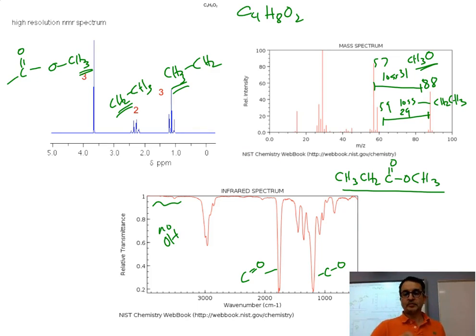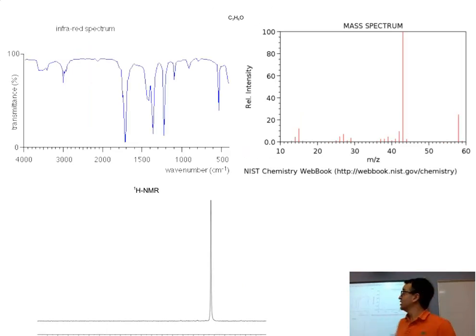Lastly, we're going to test another one. All right? This formula is C3H6O. Well, let's look at what we have. Well, we don't have an alcohol. It does not look like an alcohol. It looks kind of flat and small. So that's neither an alcohol nor an amine. There is no nitrogen in the compound.